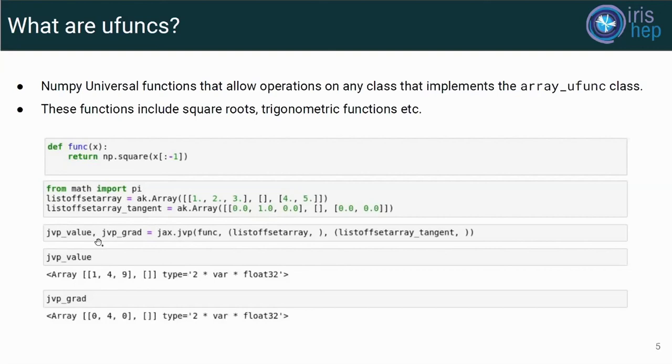So I'm using Jacobian vector product as my choice of auto-diff tool within JAX. What jax.jvp takes is the function, a tuple of primals, which is my list offset array, and a tuple of tangents, which is list offset array underscore tangent. It spits out two values, JVP value and JVP grad. JVP value is the result that the function would give when you just pass a primal. It's just a normal execution. As you can see, it gives the correct answer: 1, 4, 9 and an empty list. And JVP grad, so the derivative of x squared becomes 2x. So 2 times 2 is 4, and you get the correct answer.